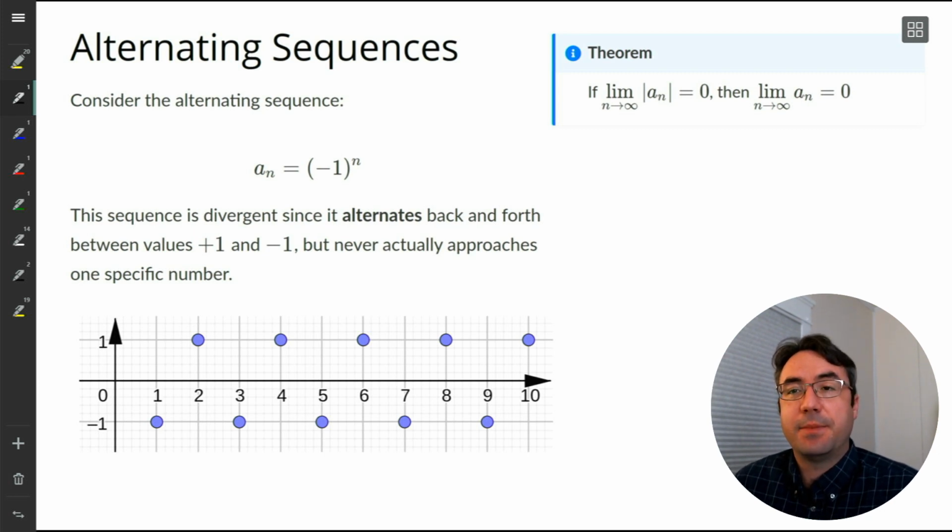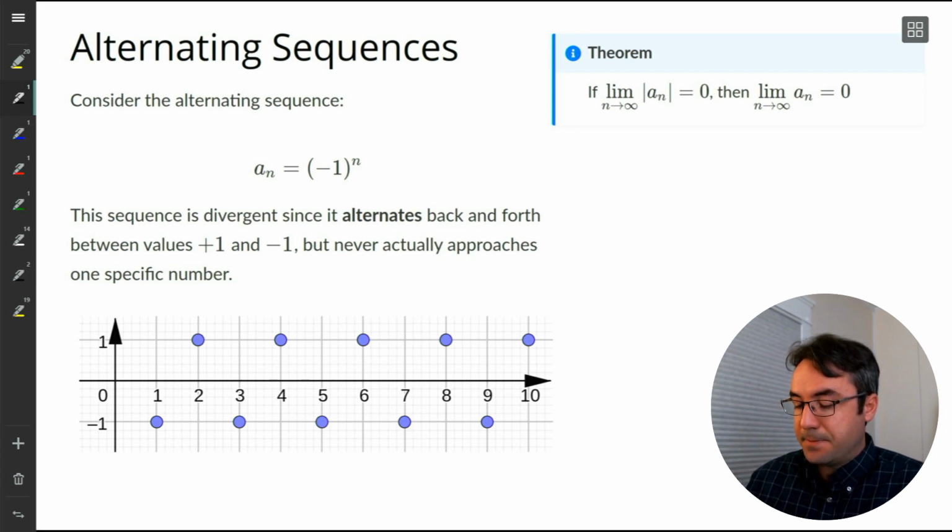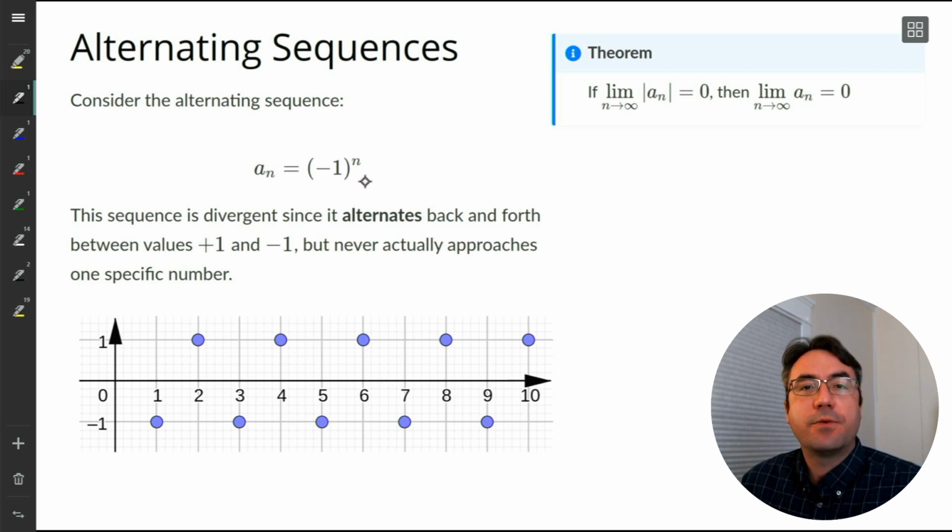We're gonna keep talking about it next time. But there's this alternating piece, an. We have this alternating sequence, -1 raised to the power n. And we're going to talk about this alternating term quite a bit. So it's important to investigate what this term does on its own. So by itself, this is a perfectly good sequence, but you can see that it's divergent because it just alternates back and forth between values +1 and -1, but it never actually settles down and approaches one specific number.